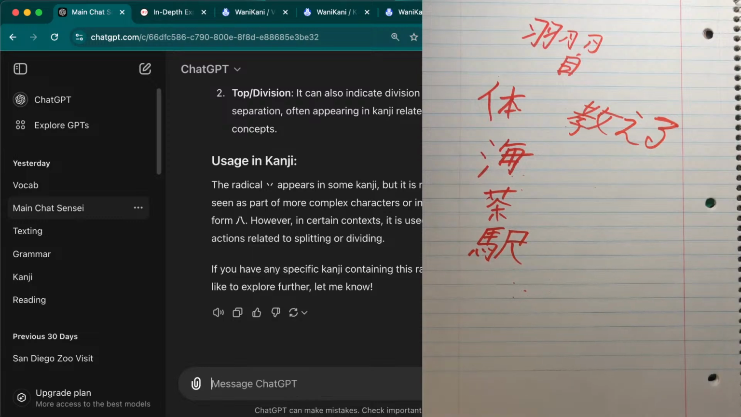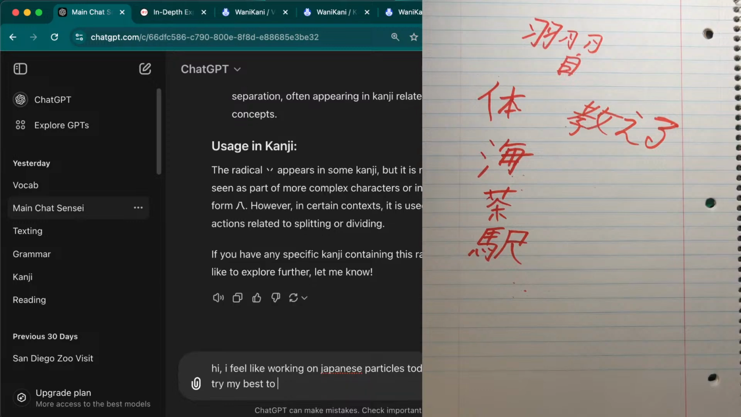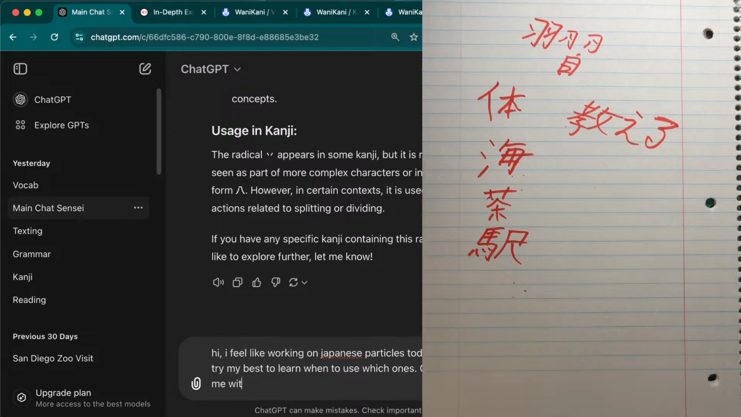Hi. I feel like working on Japanese particles today. I want to try my best to learn when to use which ones. Can you help me with that?